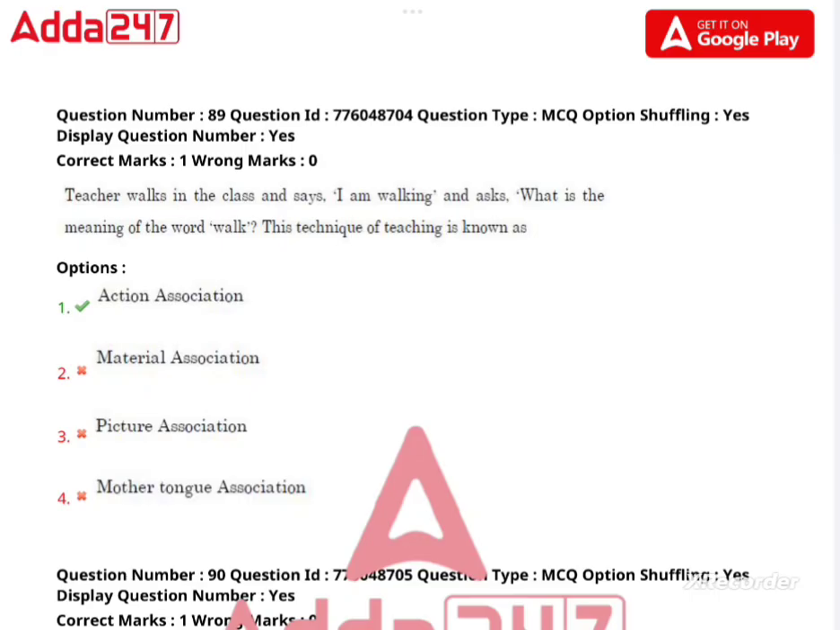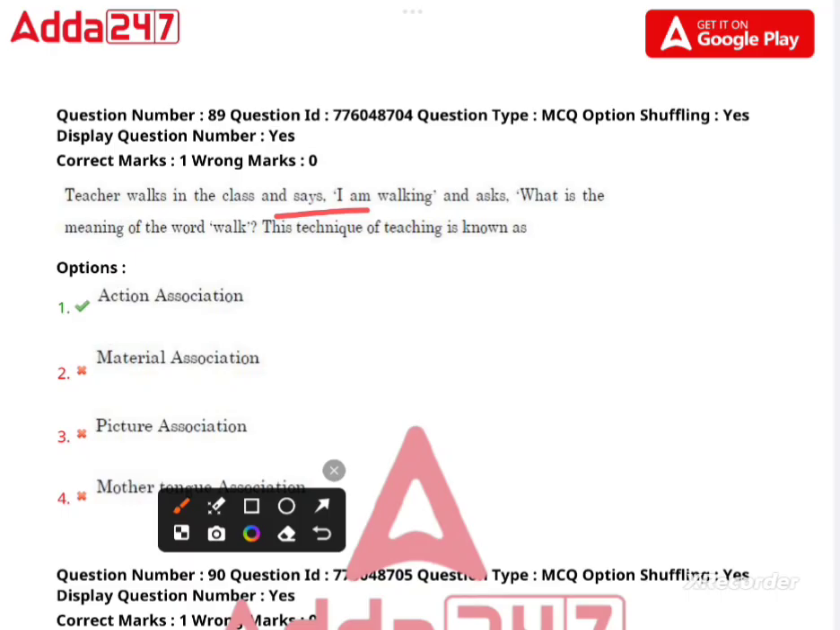Next question, a teacher walks in the class and says, I am walking, and asks, what is the meaning of the word walk? This technique of teaching is known as action association.